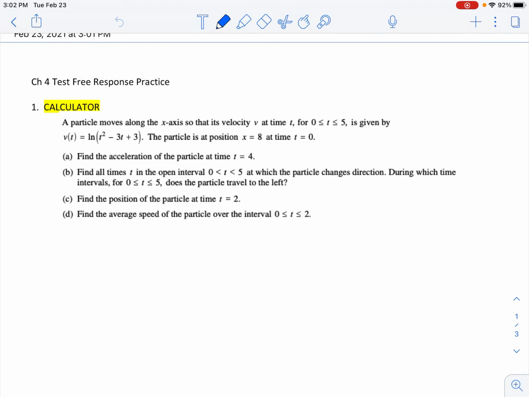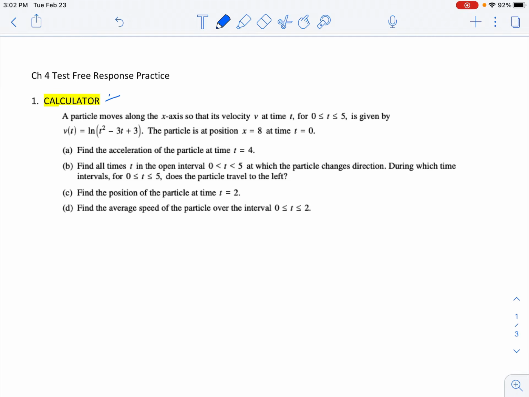All right, question 1 is calculator based. I don't have a mechanism right now to show you my calculator, but hopefully we'll be able to muddle through it and figure it out. We've got a velocity function that applies between 0 and 5, and then we have the position at time 0 being x equals 8. Part A says find the acceleration of the particle at time 4.